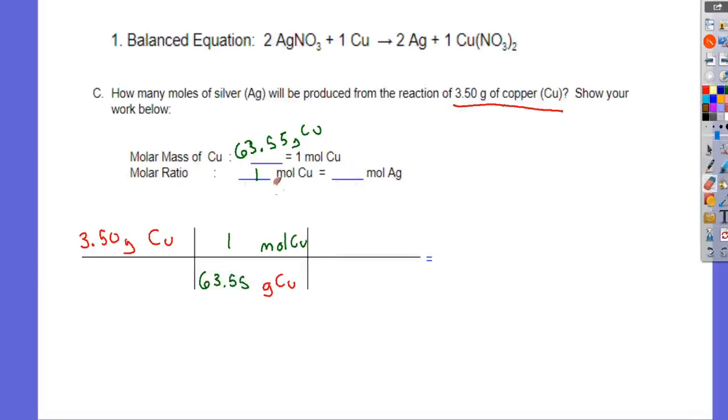Let me just change my color coding real quick. You know how much I love to color code things. Now again, I've got moles of copper on top. I've been asked for moles of silver, so I want to get rid of moles of copper. So to get rid of moles of copper, I'm going to put that on the bottom. And my moles of copper are equal to moles of silver. So moles of silver will go on top. So I have 2 moles of silver and 1 mole of copper.